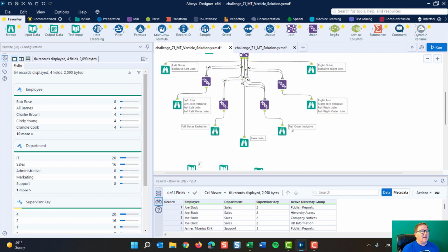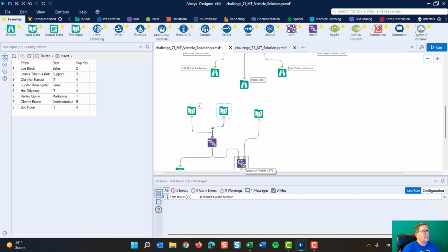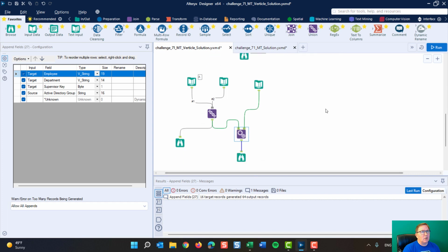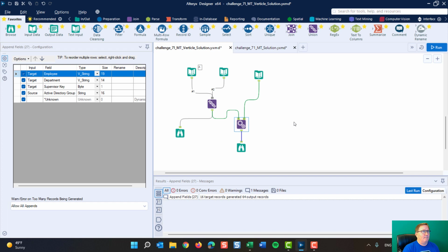You've got this data, you're bringing them together. Here's your new, here's your old, here's your appends, right? And then you could do a join on all of these so that you know who the supervisor is. Quick and easy.